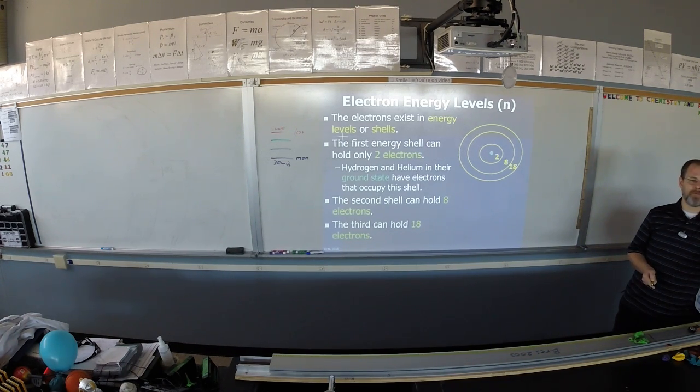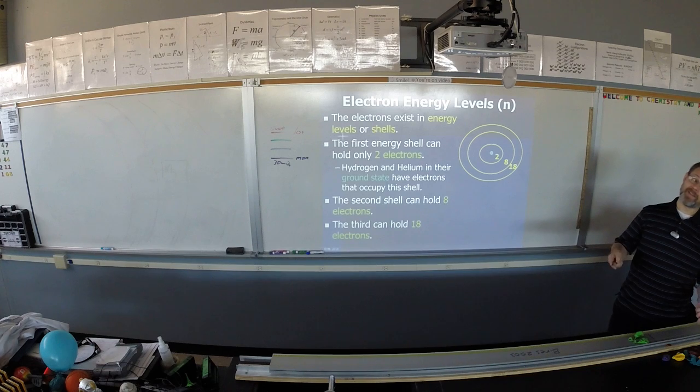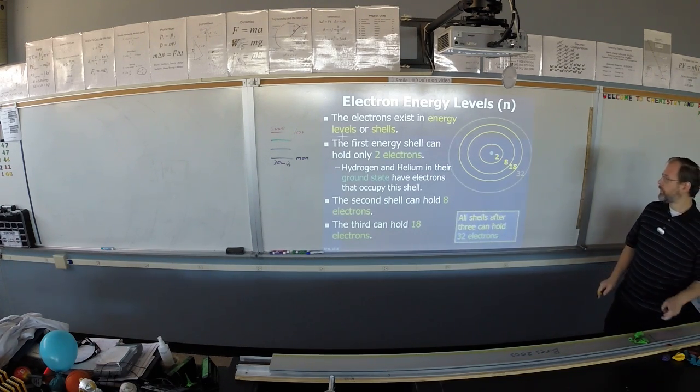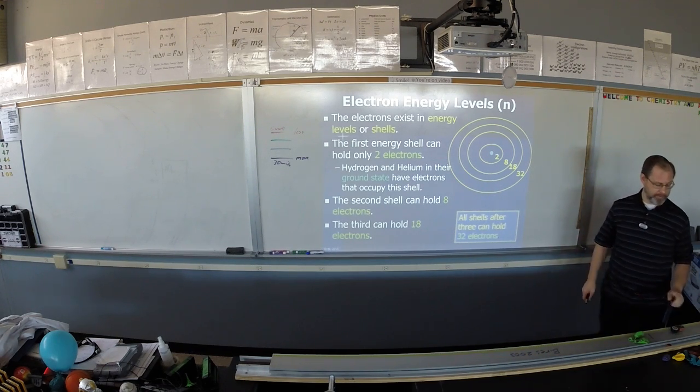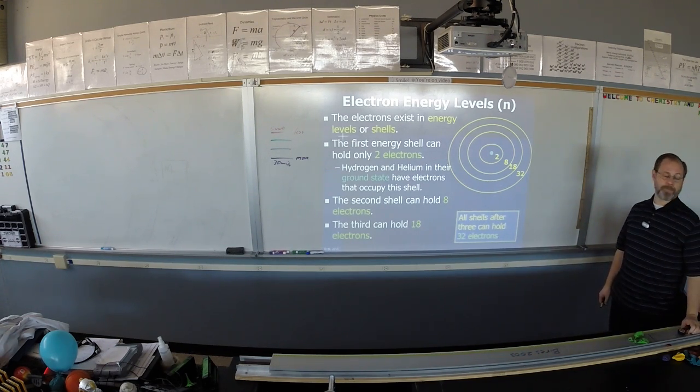It's 14 wide. What is 2 plus 6 plus 10 plus 14? 32. Guess how many electrons fill in every level after 3? 32. So 4, 5, 6, and 7 hold 32 electrons, as far as our technology allows us to determine.